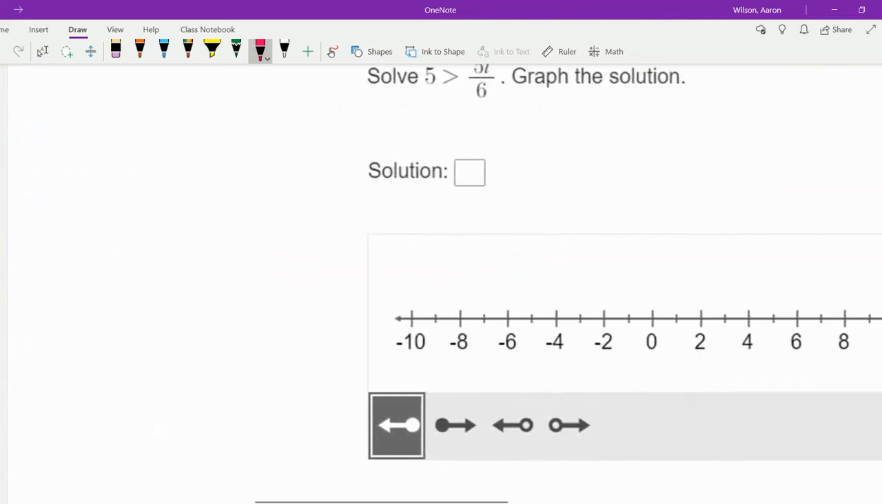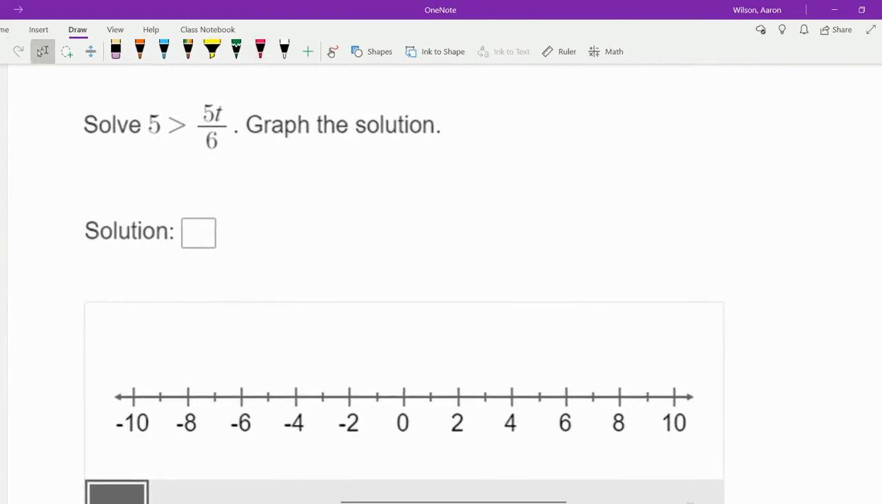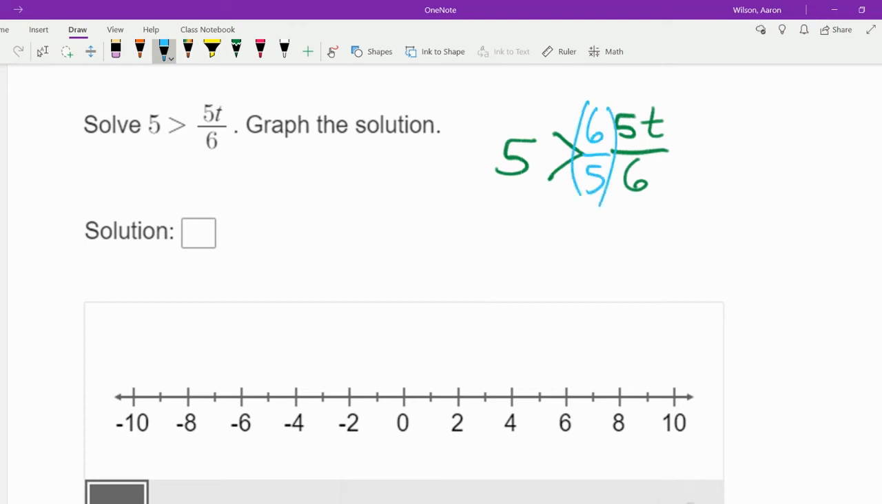All right, on into the last one. This one's a tricky one, but we've got 5 is greater than 5 times t divided by 6. But you are seeing that fraction again. You're seeing 5/6. Well, we're going to undo this by multiplying by the reciprocal. The reciprocal of 5/6 is 6/5. And I'm putting it in parentheses because when you squish terms next to parentheses, that means multiply. But what you do to one side, you have to do to the other.